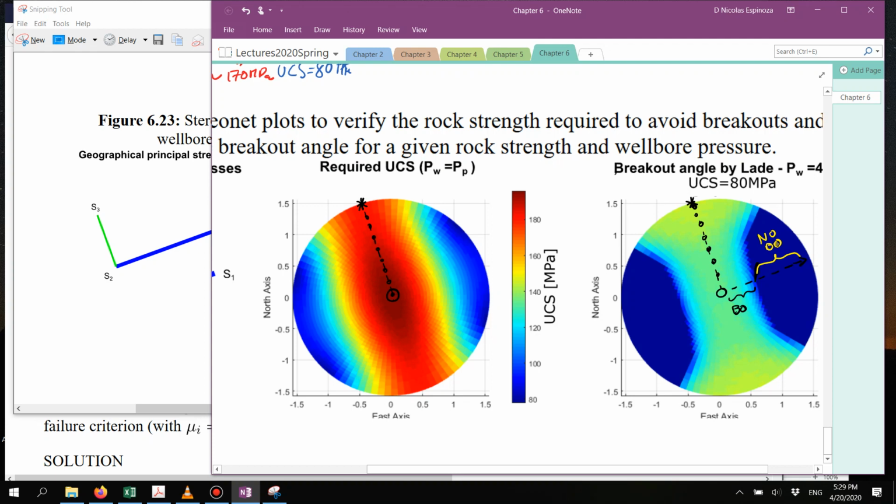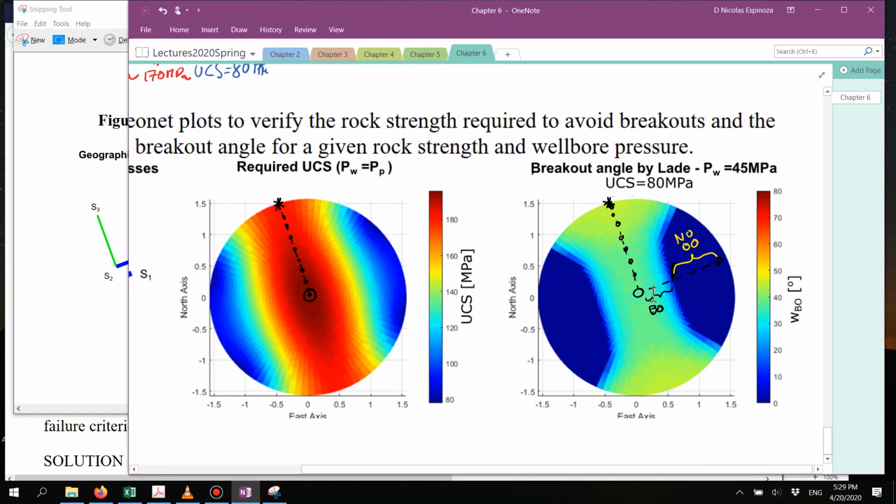Okay, so with this example, we finish the discussion of deviated wellbores. Again, if you want to know in detail about how to do these computations, I encourage you to see my advanced geomechanics videos.